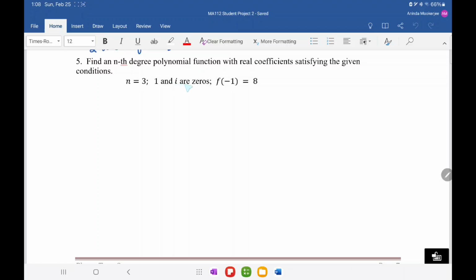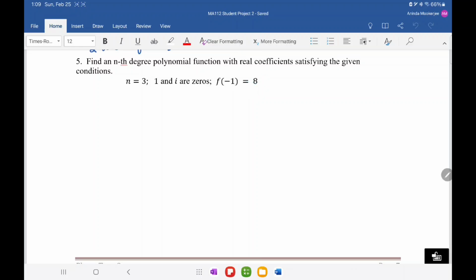1 and i are zeros, so the zeros we are going to use to come up with the factors of the polynomial function, and finally f of -1 equals 8. Now this means that whatever polynomial function we come up with, when we plug in a -1 for x, it should give an f of x value or a y value of 8.